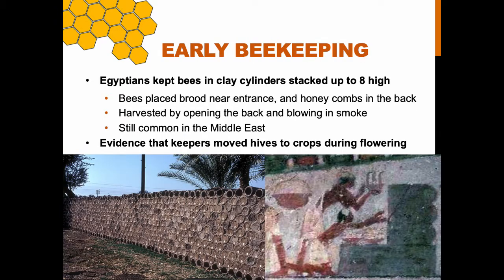All right. Oh, and there's also evidence that the Egyptians would sometimes load up a bunch of these beehives onto their donkeys and carry them out to the fields during flowering time. So they were well aware of the fact that the bees and the crops were related to one another.